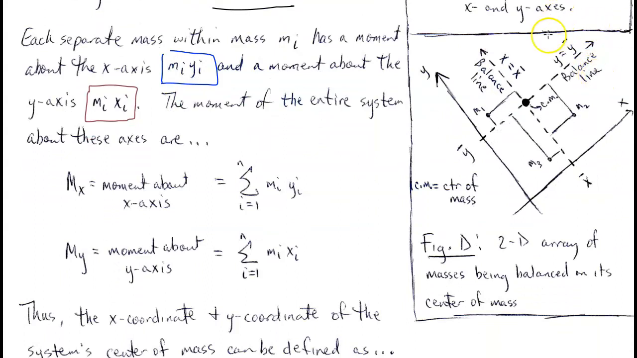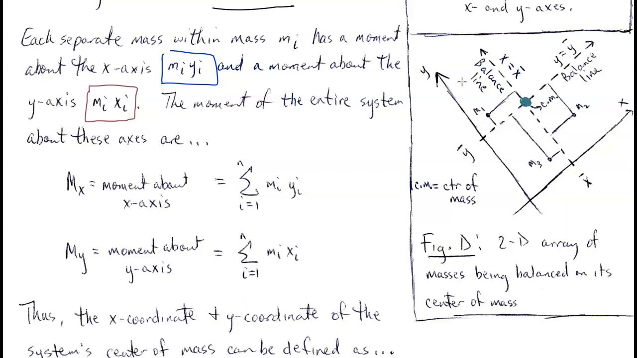And what figure D is trying to do is show you that this center of mass, and I'm going to put it in green here, is actually going to be located at the place where the two balance lines intersect. And if we think about it, the balance lines are going to be the line parallel to the y-axis, and the line parallel to the x-axis that goes to the center of mass.